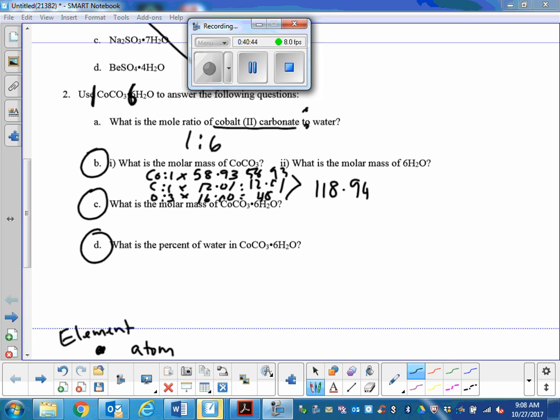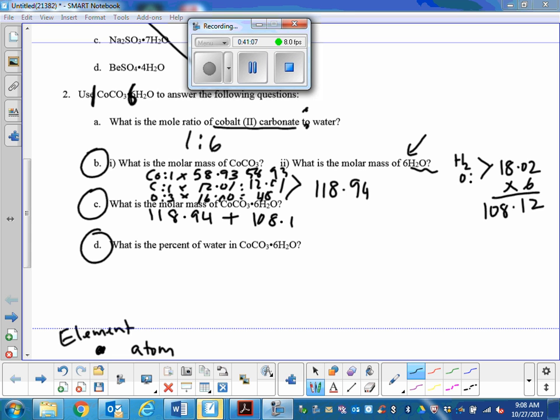118.94, and then we do water, which is 2 hydrogen, 1 oxygen, and it will add up to 18.02. Is that right? Times 6, because there are 6 water molecules, and what does this mass become? 108. What do you do in order to find the molar mass? What will you do with the two parts? You add them together. Is that right? The water and the cobalt carbonate.